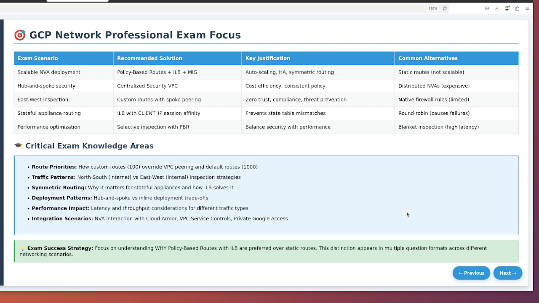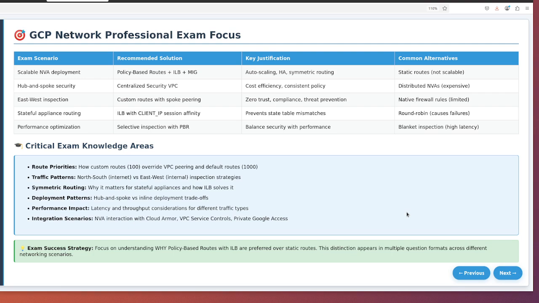Understand why centralized security VPCs are preferred: cost efficiency, consistent policy enforcement, simplified management, and scalability. Be able to explain the trade-offs between hub and spoke and distributed security models. East-west versus north-south traffic distinction is crucial. North-south is perimeter traffic, internet ingress/egress. East-west is internal traffic, VPC to VPC, subnet to subnet. Each requires different routing strategies and has different performance implications.